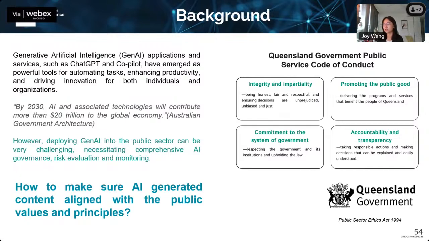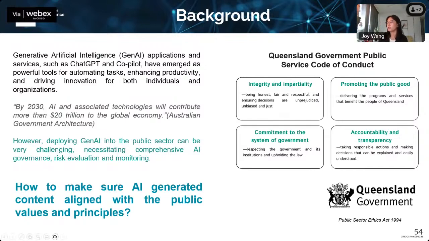This is because of the AI risks that we introduced before. Essentially, this project is about how we can make sure AI-generated content is aligned with public values and principles if we want to use AI in an organizational setting.